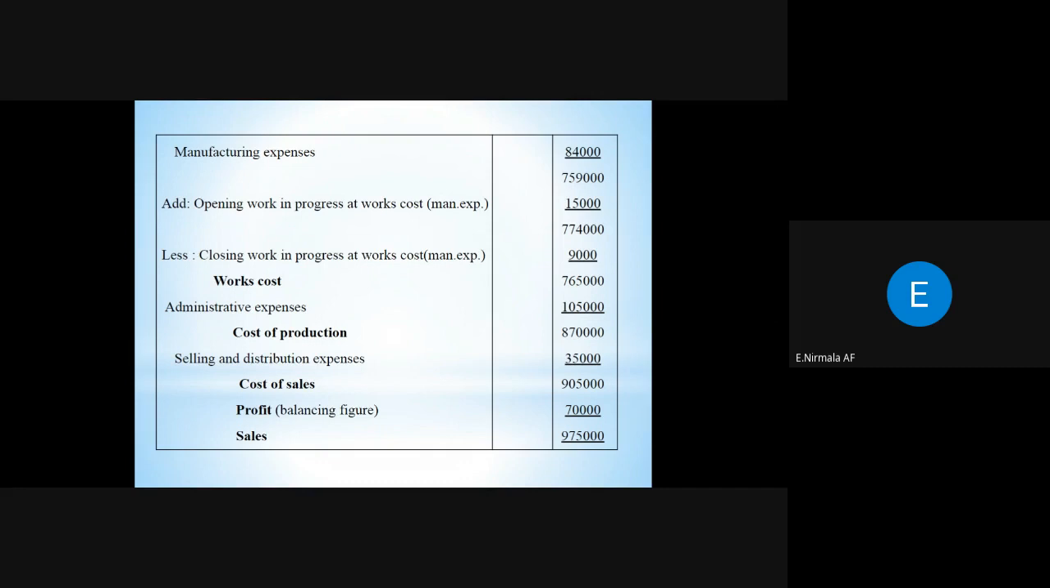And in the question, they mentioned sales of rupees 9,75,000. So what we have to do here, 9,75,000 minus 9,05,000, we will get a positive result of rupees 70,000. And this positive result will be called a profit. If it is negative, then it should be the loss.